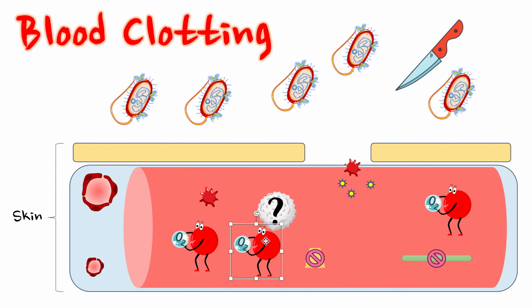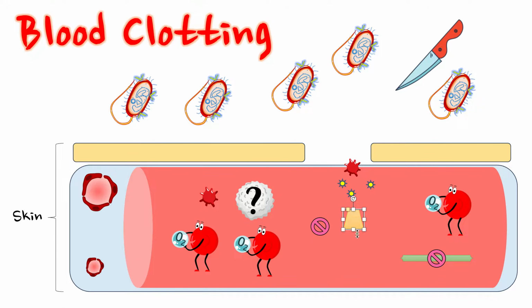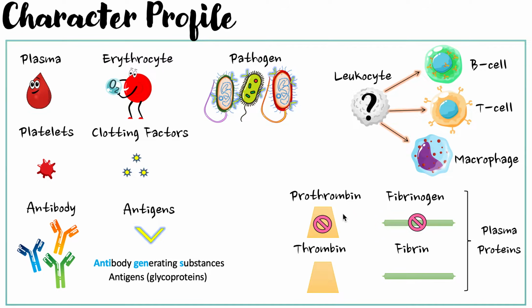Let me show you. Let me move these cells out of the way. This yellow molecule here, when it has this little no sign over it, that means it's inactive. When this yellow molecule is inactive, we call it prothrombin. Pro meaning before, thrombin meaning this molecule. So it's the molecule before thrombin, the molecule that becomes thrombin. It's called prothrombin. The only way it can become thrombin is if these little clotting factors tell it to do so.